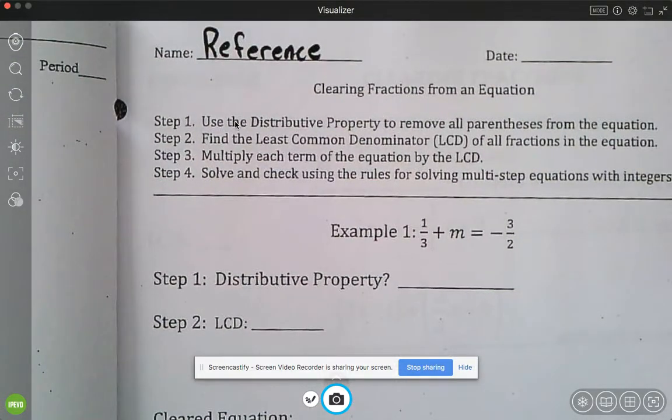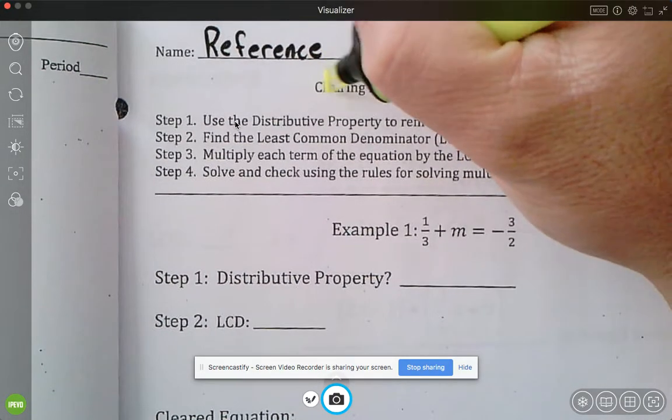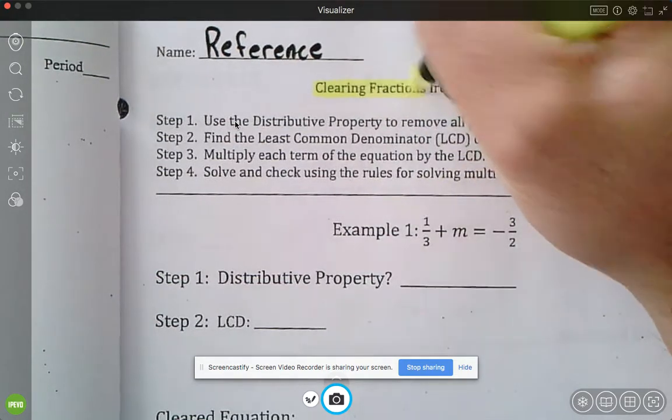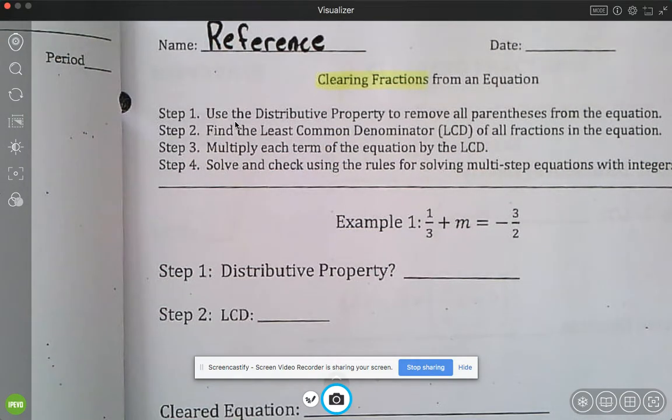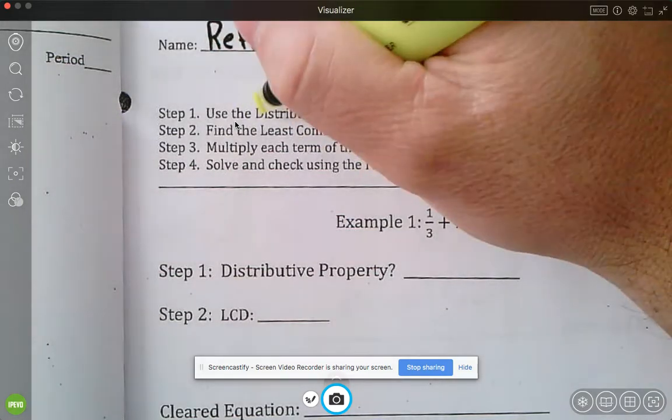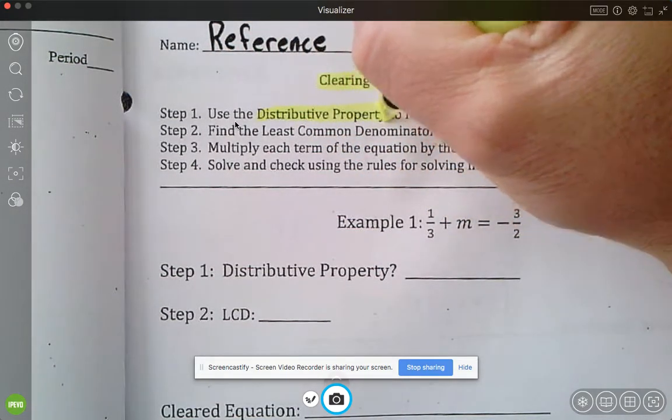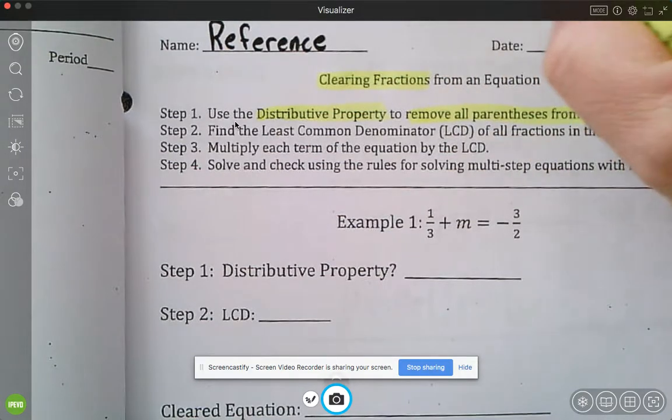All right, in today's video reference, we're going to learn finally how to solve equations that have fractions, and we're literally just going to work on clearing the fractions. So what does it mean to clear a fraction? It just means to get rid of the fractions because they're difficult to deal with. Step number one, whenever clearing fractions, is you always distribute first to remove all the parentheses from the equation.